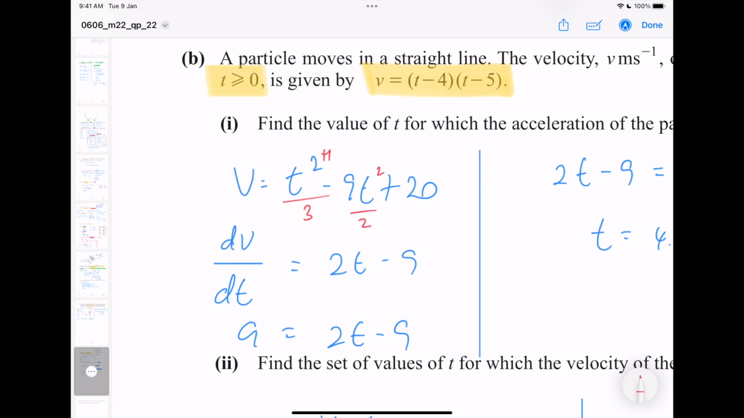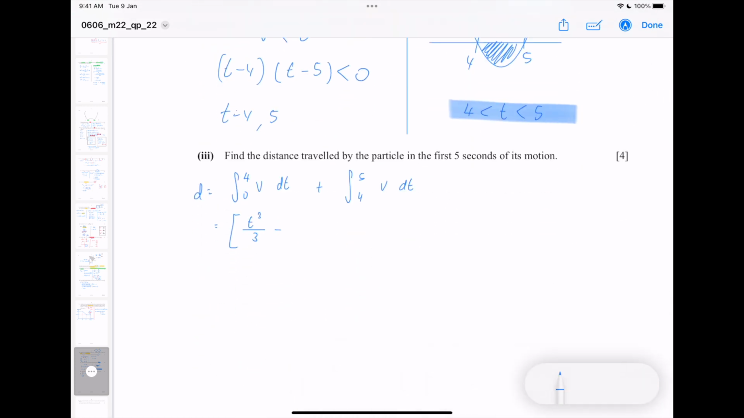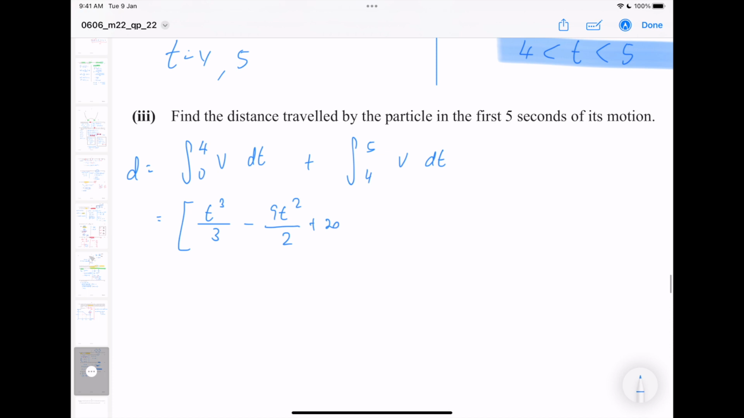So minus 9t squared over 2, and plus 20t. This is from 0 to 4. Then you plus the other one, which is just the same thing: t cubed over 3 minus 9t squared over 2 plus 20t from 4 to 5.